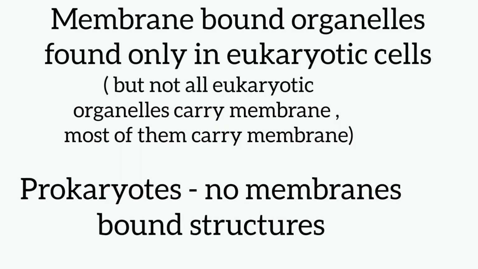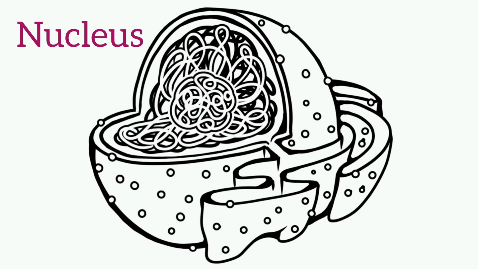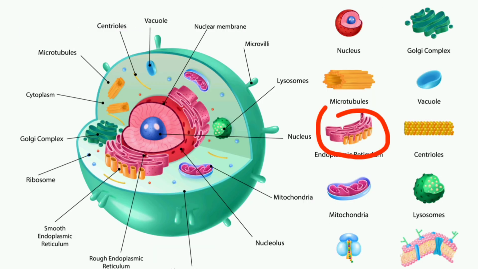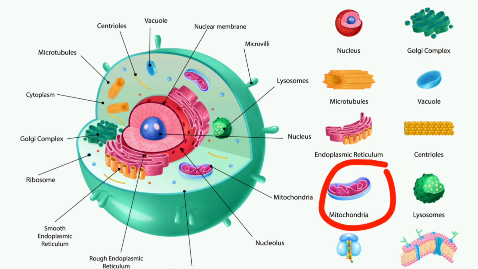This feature of having membrane bound organelles is one of the key characteristics of eukaryotic cells, that is cells with a well defined nucleus. And it distinguishes eukaryotic cells from prokaryotic cells like bacteria, which do not have membrane bound organelles. We have already learned about one such organelle, the nucleus, and now we will learn about the other important cell organelles like endoplasmic reticulum, Golgi apparatus, lysosomes, mitochondria, and plastids.